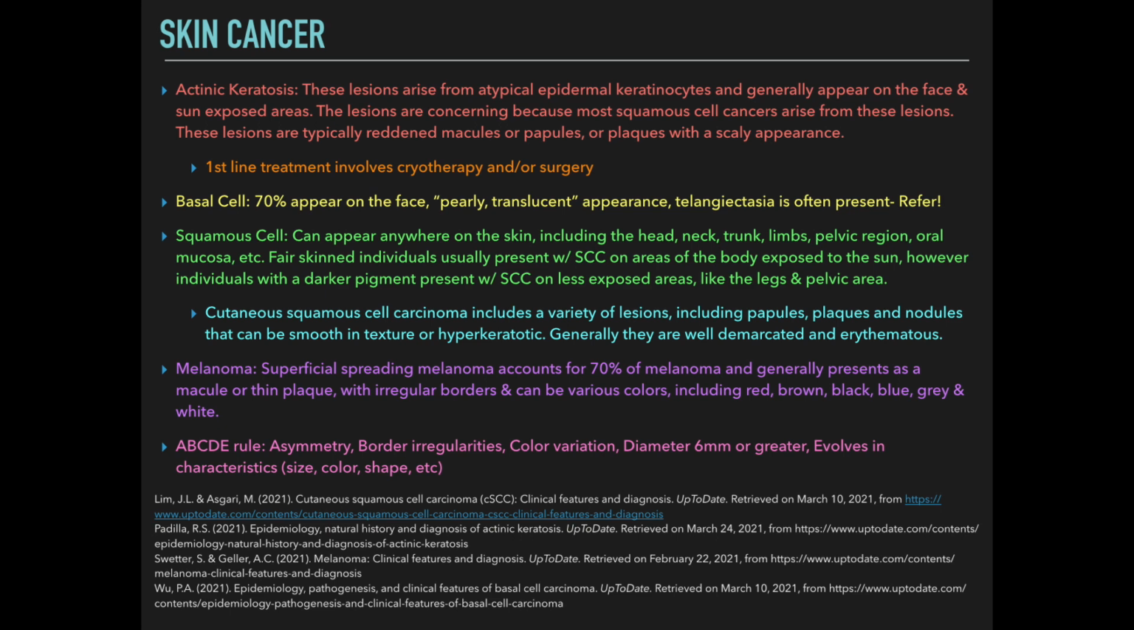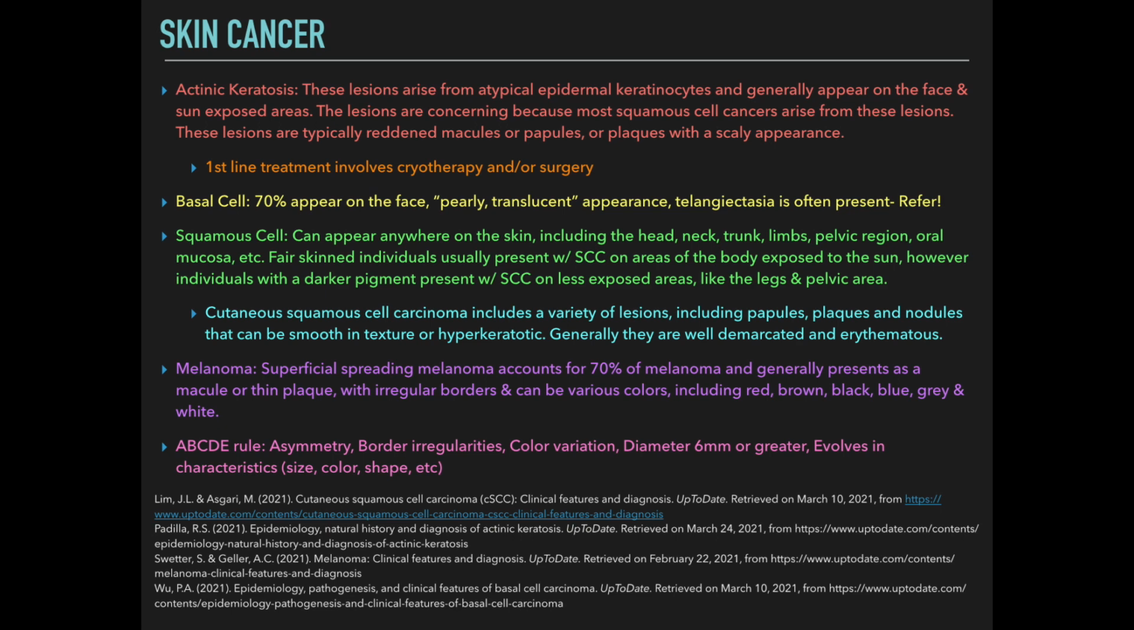So melanoma is going to be the most serious of the skin cancers. 70% of melanoma presents as macules or thin plaques with irregular borders that come in various colors, typically a darker red, brown, black shade. And then lastly is that ABCDE rule that helps tie everything together and helps us to know what to look for when lesions are concerning or not.